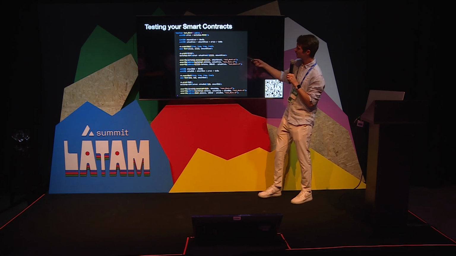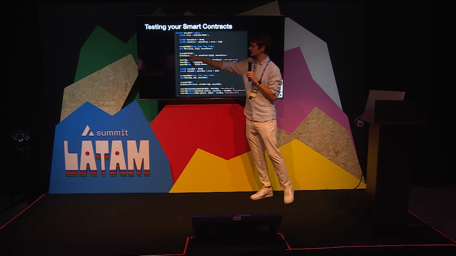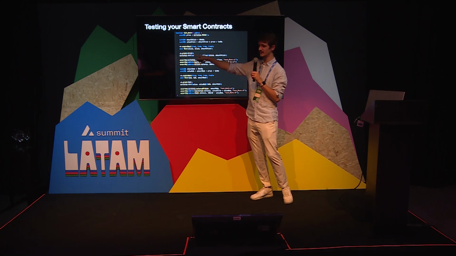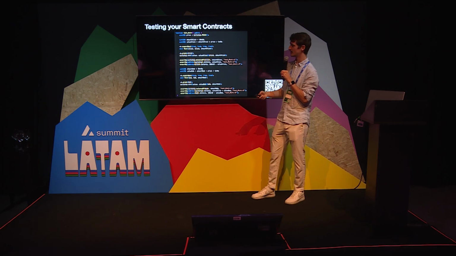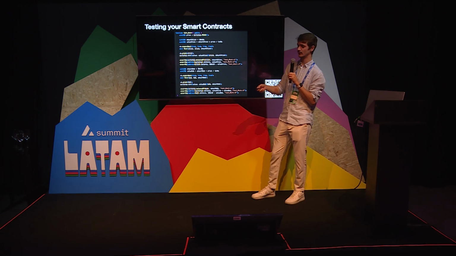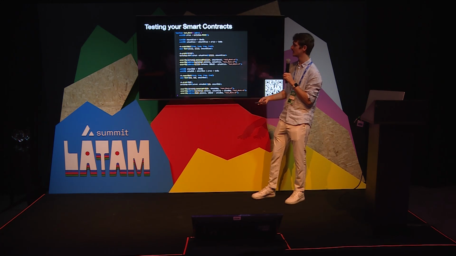Something useful is the prank command. It allows you to send the call as if you were Alice. So it's very useful to test, for example, if you have an owner, to test that the owner can do something and that Alice or Bob can't do that thing that the owner can.